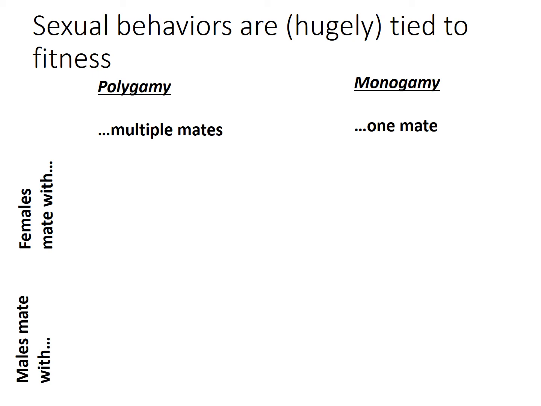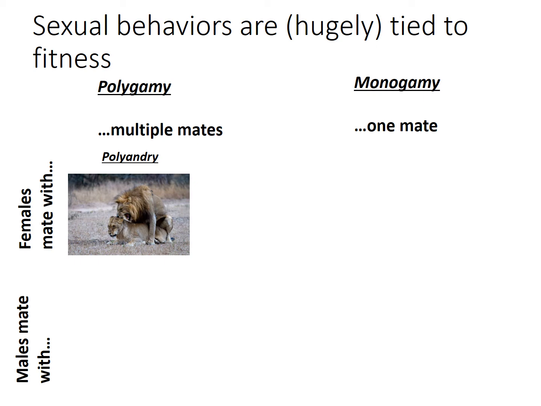Now, depending on whether the female is mating with multiple or one male, or if the male is mating with multiple or one female, we've got different terms for this. So polyandry is going to be a female that mates with multiple mates or multiple males. Multiple, poly, and andry, male. If you know the term android, that means like man, or it's like a term for a robotic man. Androgynous means male, female. Androgenic steroids are steroids that make someone into more of a masculine person. So females that mate with multiple males are polyandrous.